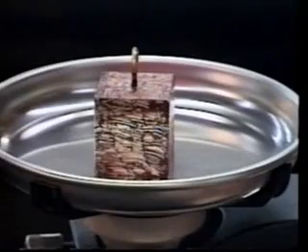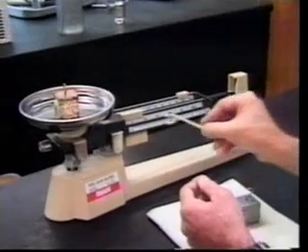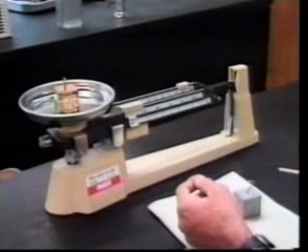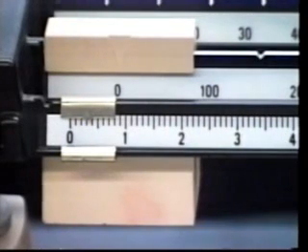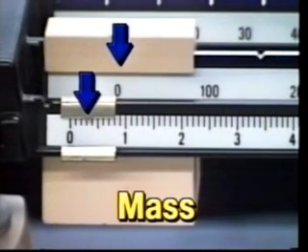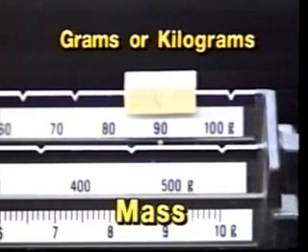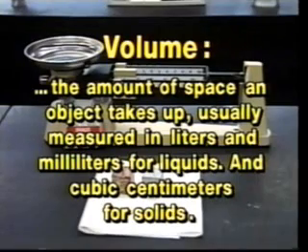To determine the density of an object, first, we must measure the amount of material in each substance, what scientists call mass. Mass is usually in grams or kilograms. The second consideration is volume. Volume is the amount of space an object takes up, and is usually measured in liters and milliliters for liquids, and cubic centimeters for solids.